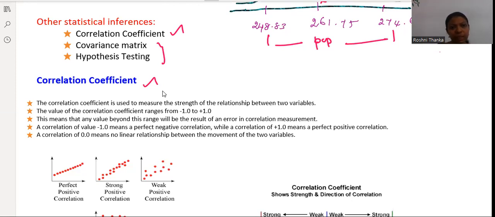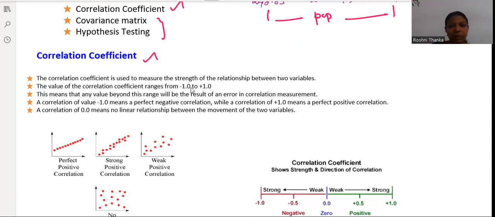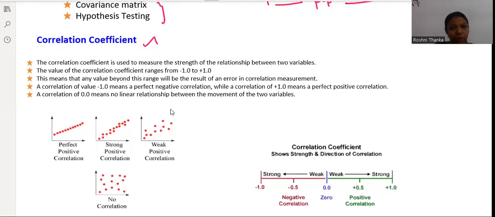Let us take two variables: the age of the car and the maintenance of the car. As the age increases, maintenance will also increase, right? So what is the relationship between these two variables? That is what we can find with the help of the correlation coefficient. Generally, the range of the correlation coefficient is between -1 and +1. It will not go beyond that; if it does, it is an error. If you get a correlation value of -1, it's a perfect negative correlation. If it's +1, it's a perfect positive correlation.